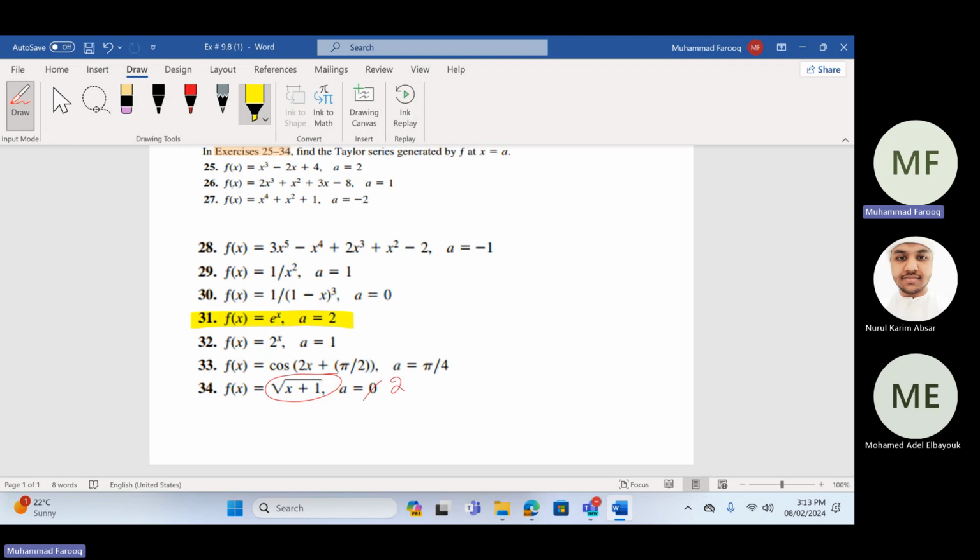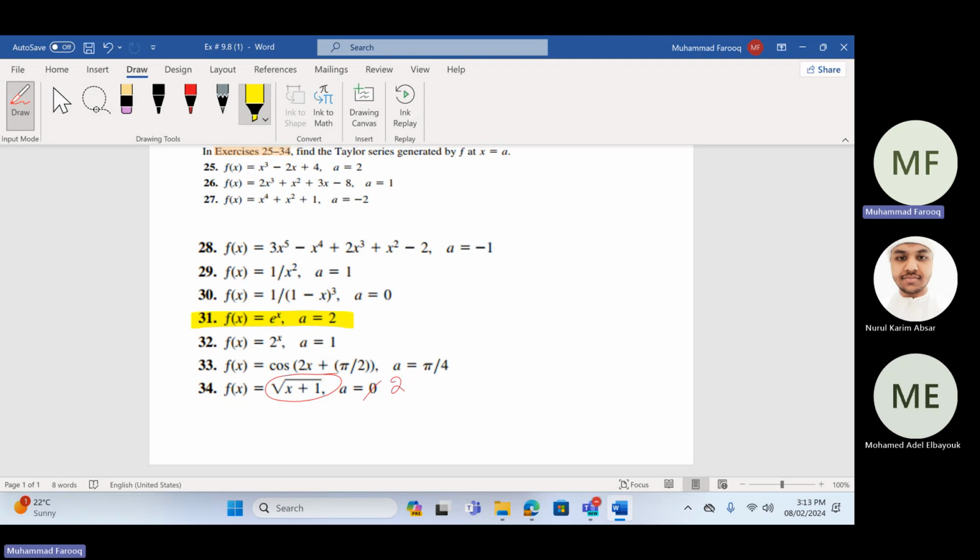But the derivative of e to the x. Yes, exactly. Just question 31, please. There is no mention of order, so take three derivatives, put them in the Taylor equation, and then at the end try to make it sigma.